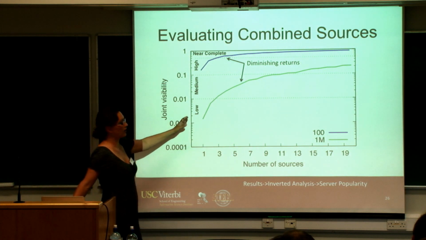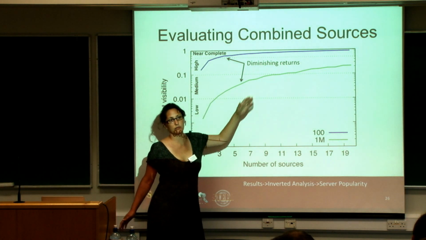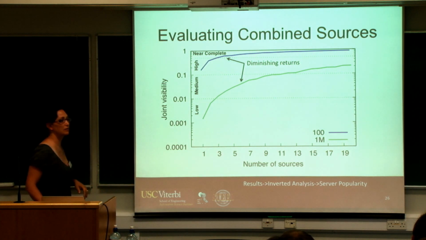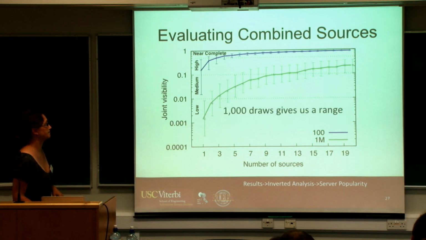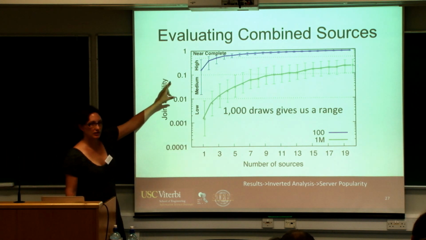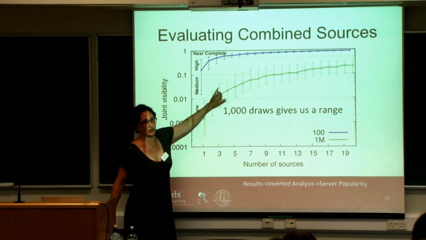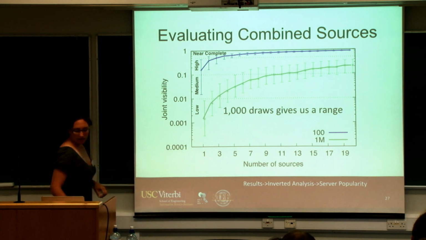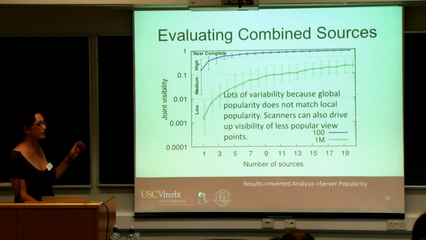Same here, although we have to go a little further along the curve before we start getting diminishing returns for places that aren't hosting very popular content. Of course, we did 1,000 draws, which means these are the averages on these lines, and we have a range for each one of these categories. And if you can tell, there's a lot of variability here.